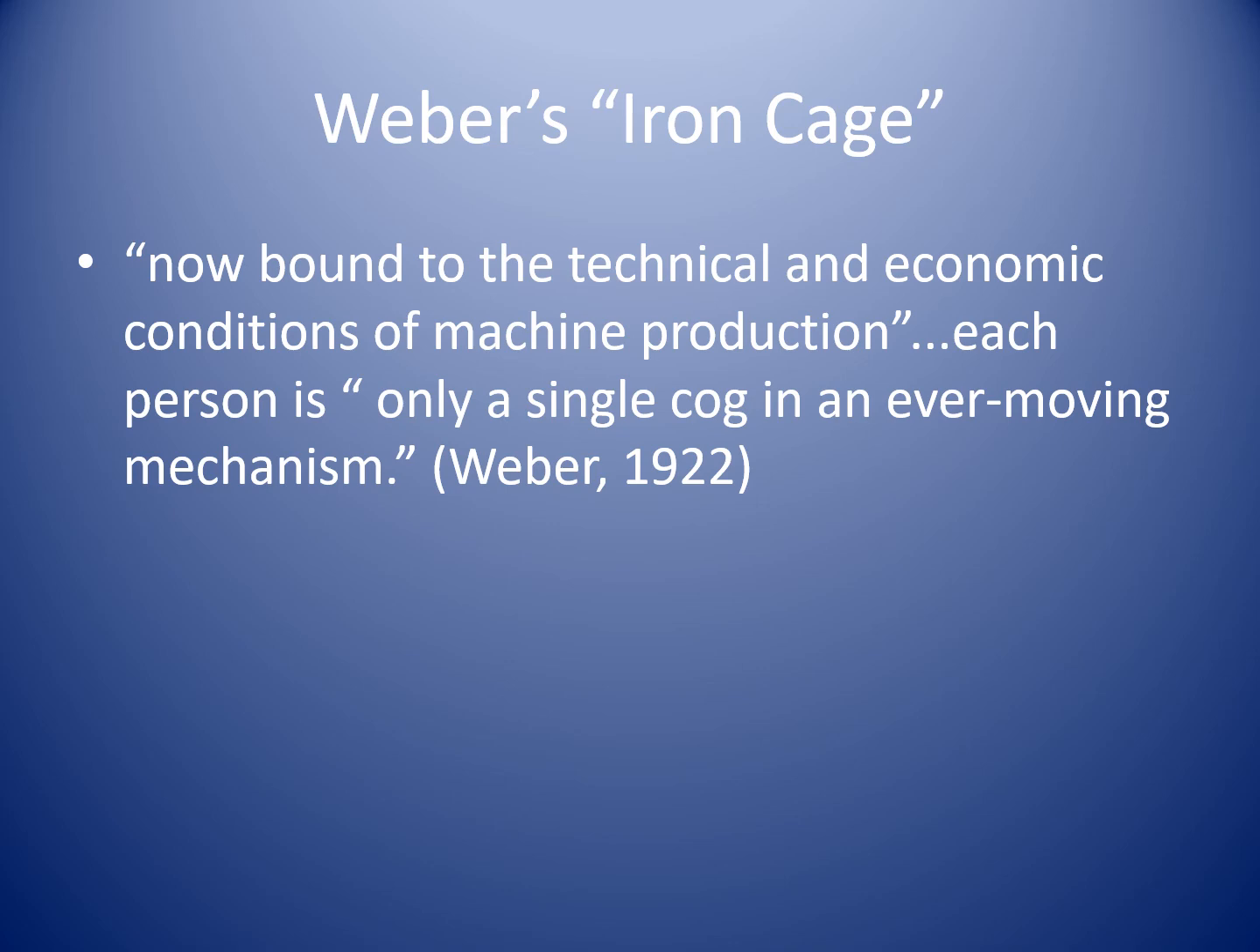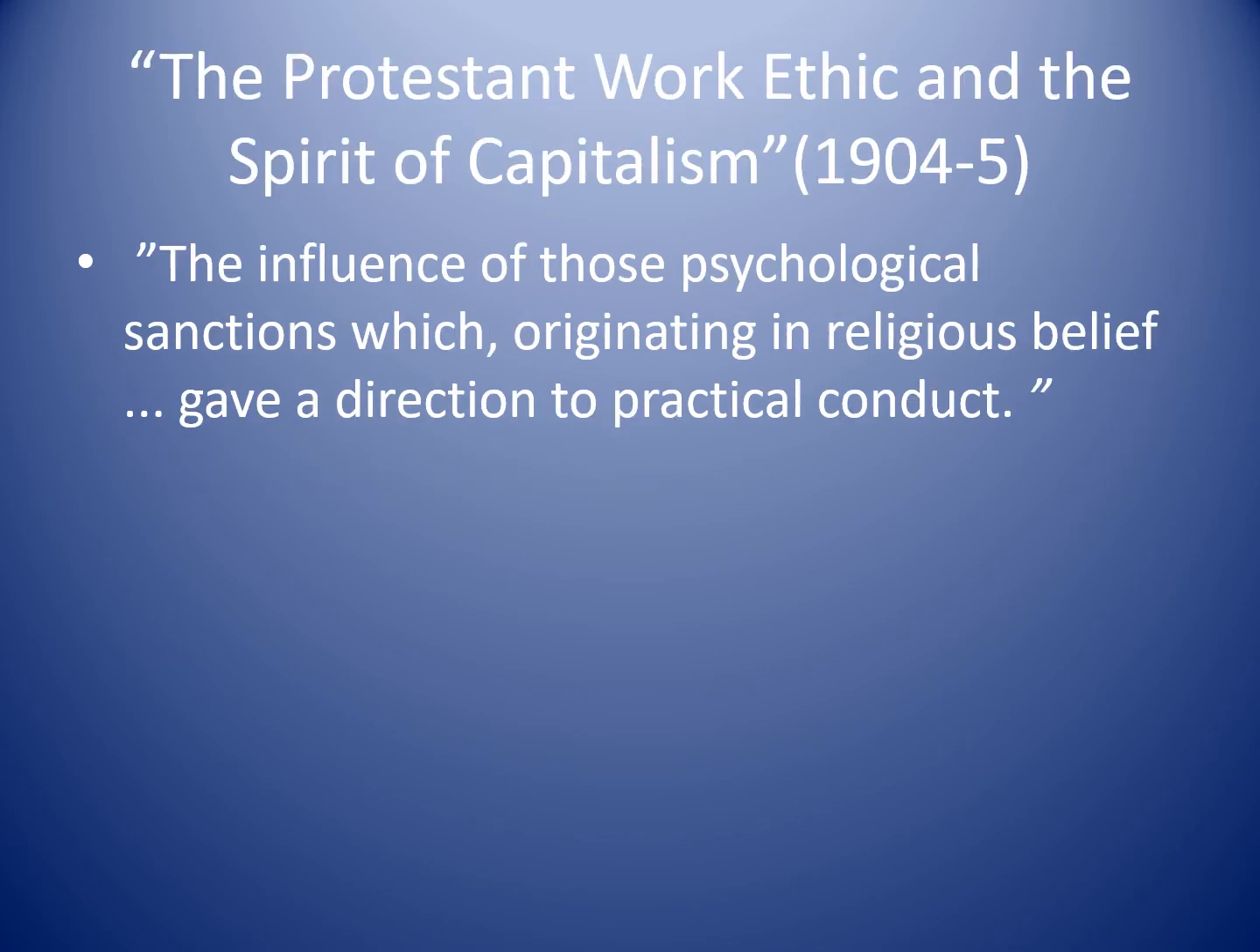So he writes, now bound to the technical and economic conditions of machine production, each person is only a single cog in an ever-moving mechanism. So he's critiquing here that mechanical model that was increasingly coming to the fore in Western society. And he believed that with the decreasing strength of religion, we were going to see this kind of problem more and more, that human beings would be reduced to just cogs in a machine. Probably Weber's most famous work is called The Protestant Work Ethic and the Spirit of Capitalism. And he talks about the influence of those psychological sanctions which, originating in religious belief, gave a direction to practical conduct. So what Weber does is connect religious belief to social change.